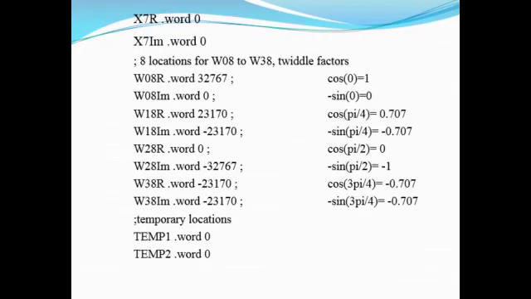8 locations for the twiddle factors, that is W8 power 0 to W8 power 3. These are the values of a twiddle factor which can have real and imaginary parts. So here we have real part, imaginary part, W8 of 0, W8 of 1 real and imaginary value, W8 of 2 real and imaginary value, W8 power 3 real and imaginary value. Then we set up 2 temporary memory locations, temp1 and temp2.